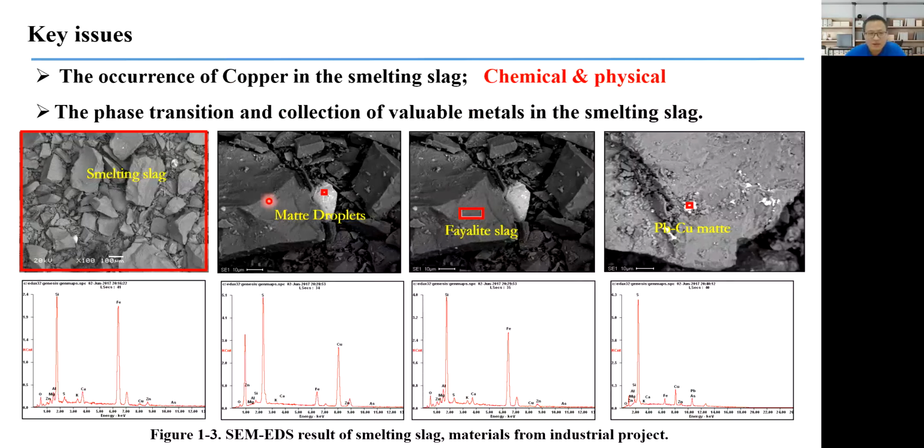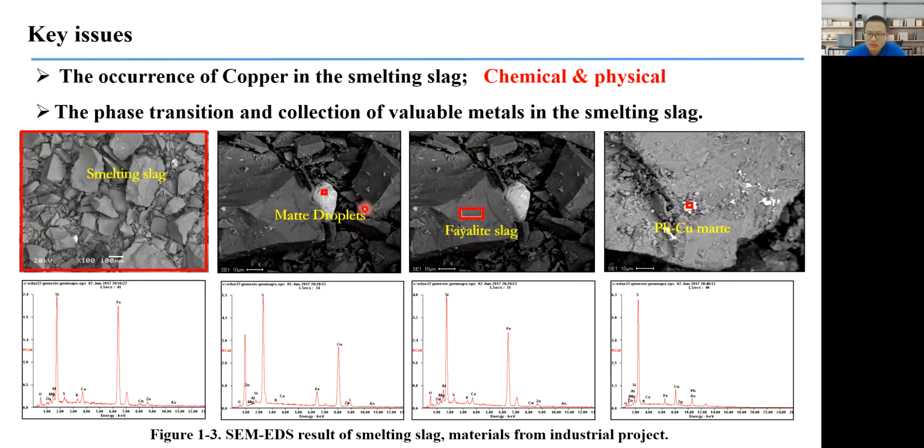So the conclusion or the key issue is that we should make the phase transition. The copper in this violet slag is chemically dissolved. So if you want to get this back, you have to make phase transition. Otherwise, you have to leach out this violet slag with great efforts, and this is not economical, and this is not durable. So phase transition for the chemical part, and also the connection of valuable metals.